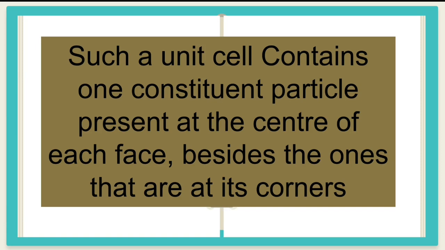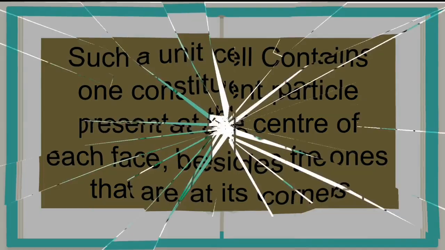When you consider a room, just count how many faces there are. There will be 6 faces. Top and bottom, your floor and your roof, then 4 walls. Altogether you will have 6 faces. So all these 6 faces will contain constituent particles. That is called a face centered unit cell.